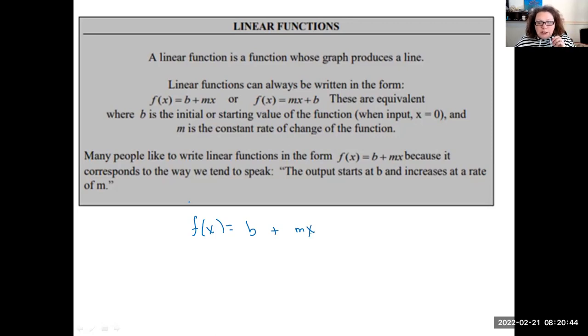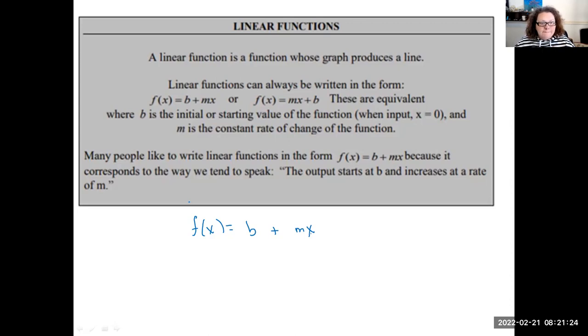b is always your initial or starting value of this function. And m is your rate of change of the function, so it's how the function changes. If it doesn't change, it's a horizontal line and it's a constant. But if it does change, then m tells you how it changes. And we'll talk more about that in a second. And x is just the input, the independent number that's being plugged in to decide what the function is.